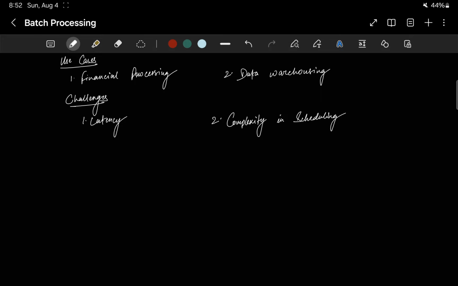So let's talk about how batch processing differs from real-time processing.